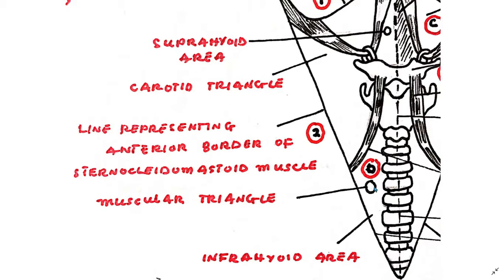The muscular triangle is bounded superiorly by the hyoid bone, medially by the imaginary midline of the neck, and it is bounded superolaterally by the superior belly of the omohyoid muscle, and it is bounded inferolaterally by the inferior portion of the sternocleidomastoid muscle.